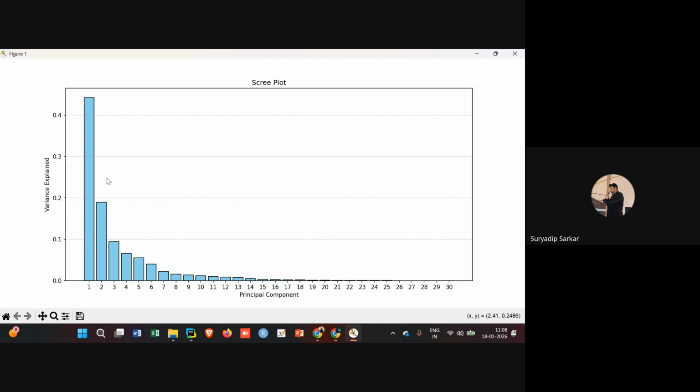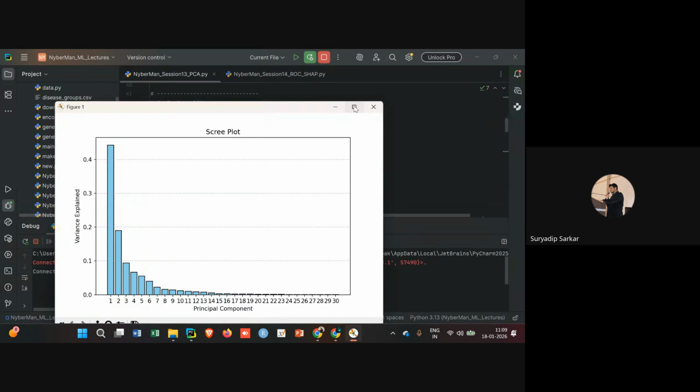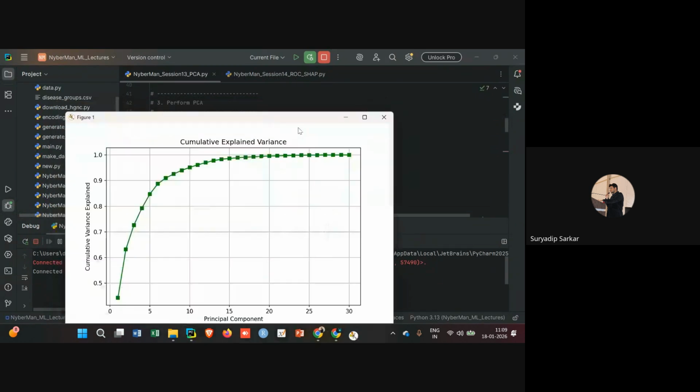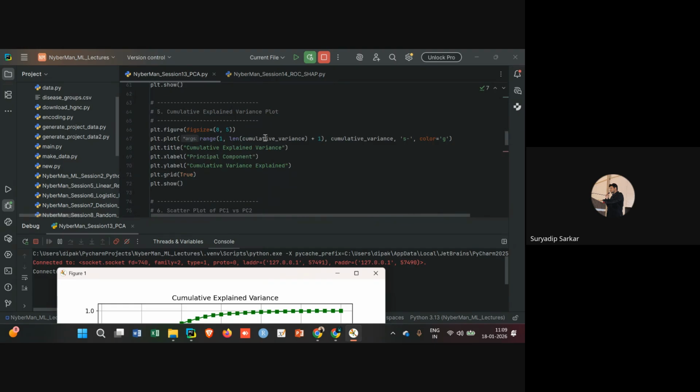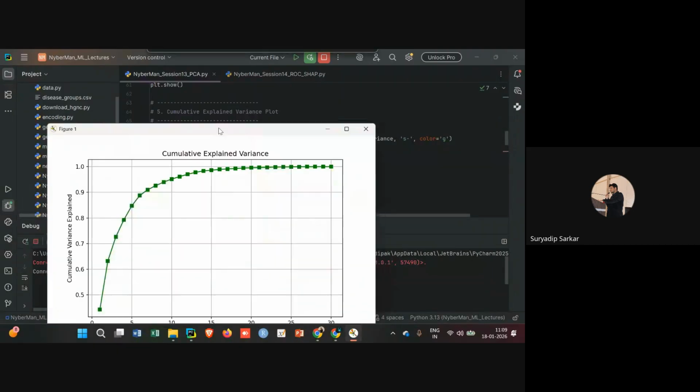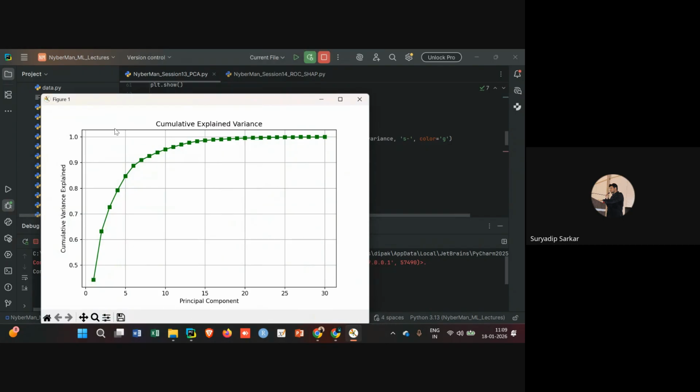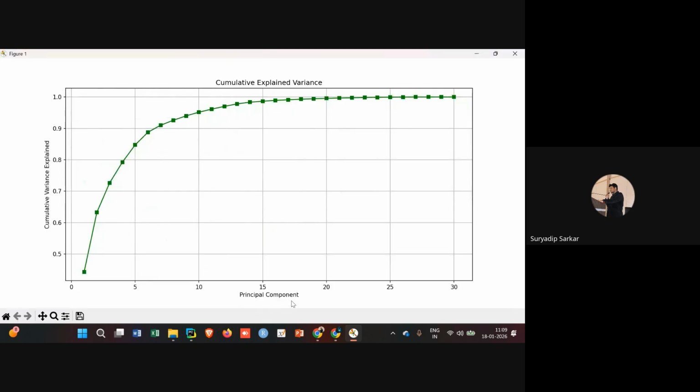Now this becomes a bit difficult for us to understand, that how many principal components should I retain? Should I retain 5? Should I retain 6? For my further downstream analysis, that becomes a bit difficult. That is why we do the second plot here, which is nothing but a cumulative explained variance plot. If you see the code here, on the y-axis it is nothing but the cumulative variance explained, and on the x-axis the number of principal components which are getting used, right?